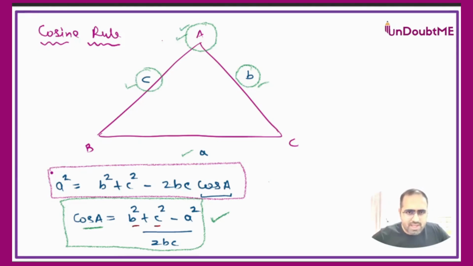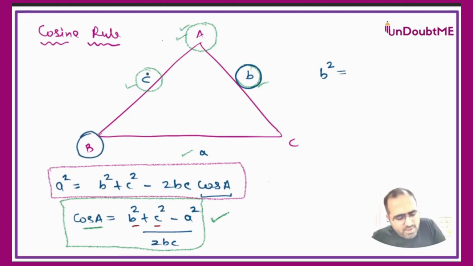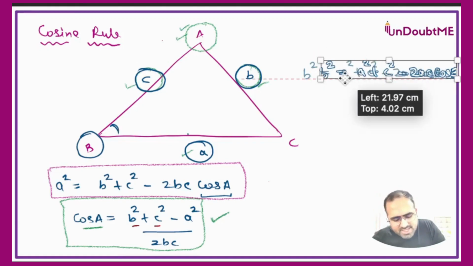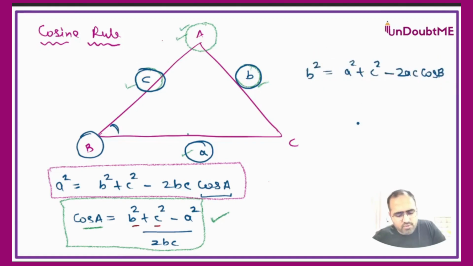Similar to A, I can rewrite the same formula for B also. So I'll write B square is equal to, now I'm writing for B square. B square means I should have angle B, side C, and side A. So it will be B square is equal to A square plus C square minus 2AC cos B. AC cos B, cos of the angle between A and C. That is a pattern. If you can catch the pattern, you need not learn them as formulas.